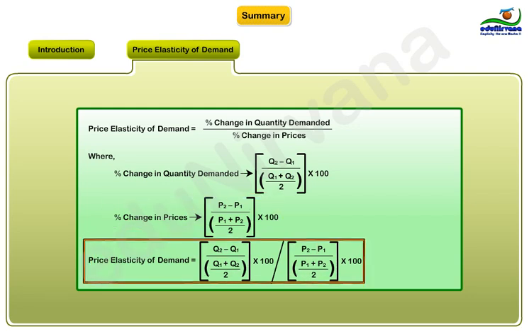Price elasticity of demand is equal to (Q2 minus Q1) divided by ((Q1 plus Q2) divided by 2), whole multiplied by 100, divided by (P2 minus P1) divided by ((P1 plus P2) divided by 2), whole multiplied by 100.